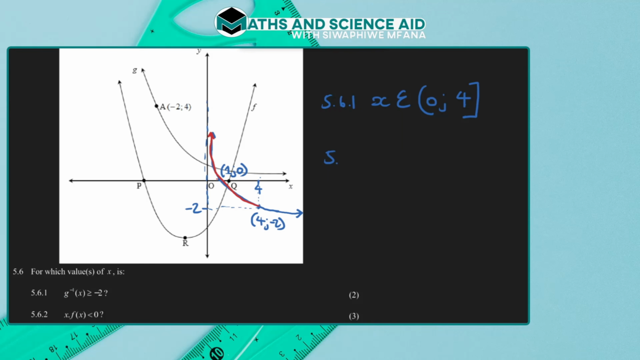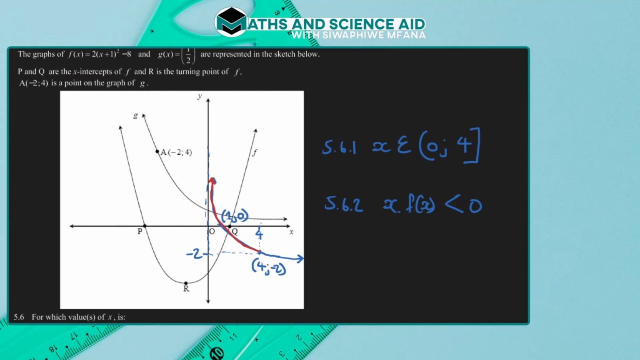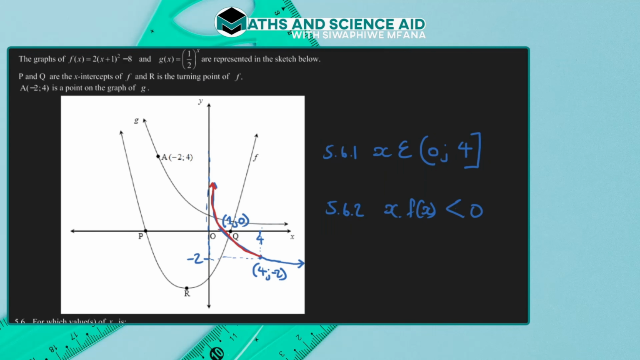And now for 5.6.2, we want to find x such that f of x is less than 0. Now this one, I would suggest that we do it by algebra. And here's what we need to do. We need to take f of x and substitute it in here.